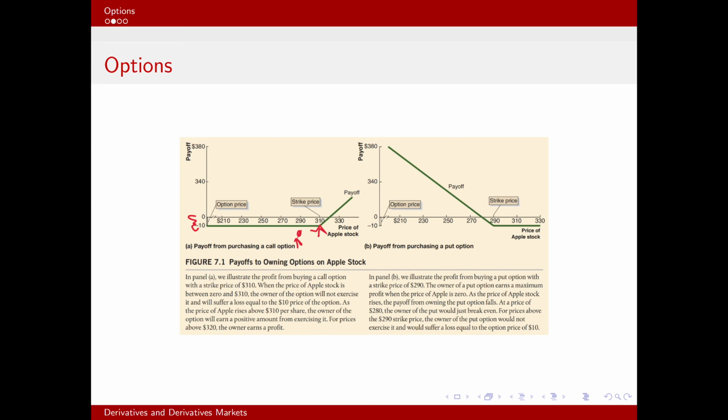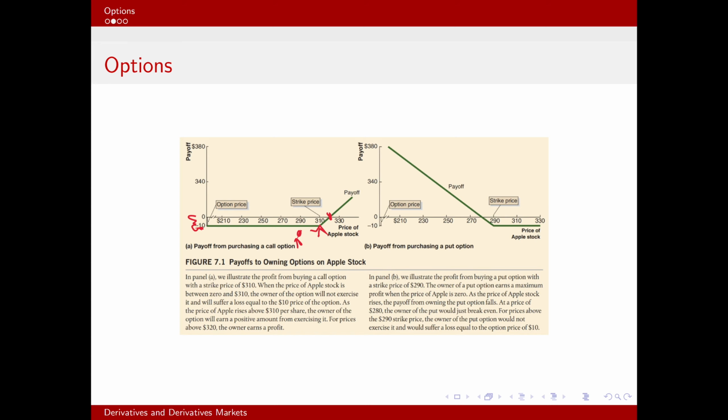And why would you want to do that when you could just go onto the market and buy Apple stock for $290? So you would be out another $20. So you just don't exercise the contract. However, after $310, every single dollar that the Apple stock goes up, you get a dollar of profit. And so since you had a $10 premium on the contract, once Apple gets to $320, we call this the break even point.